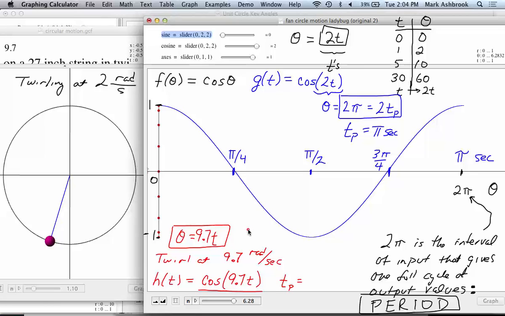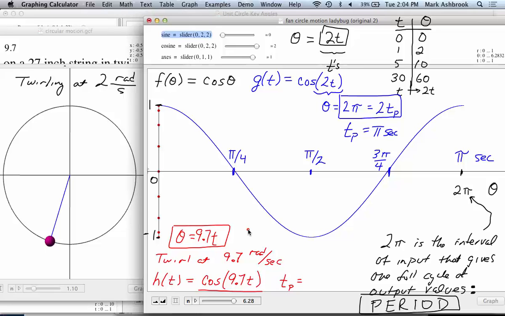Alex? Is there any reason why we're doing cosine and not sine? It could be sine, yeah. I just had to pick one. Yeah, so we'd have this whole same conversation with sine, and we'd be talking about the vertical position of the ball above the horizontal diameter.